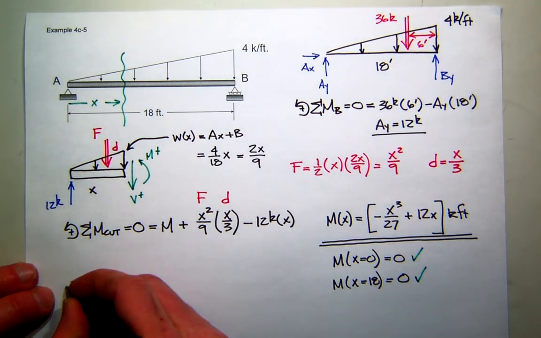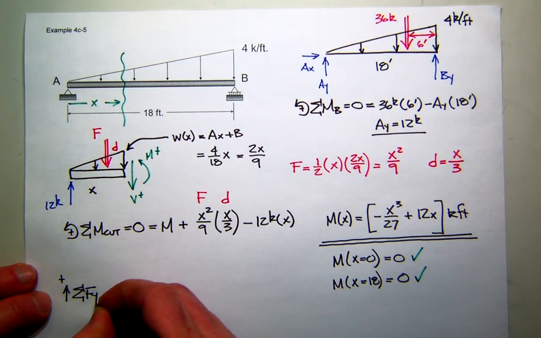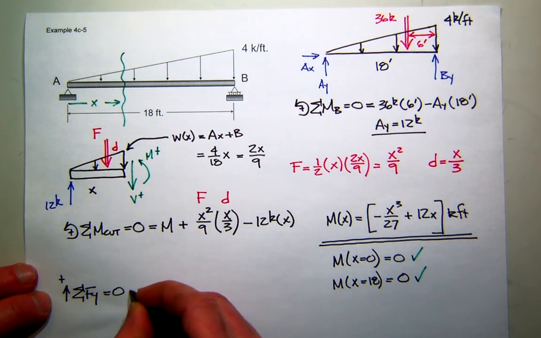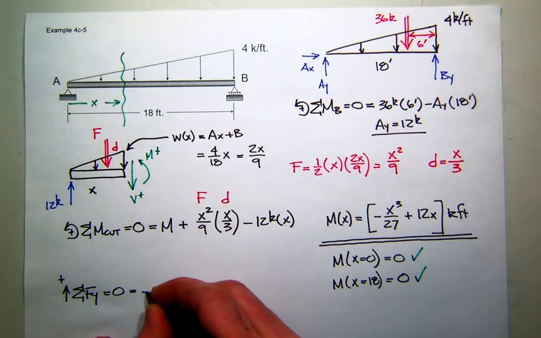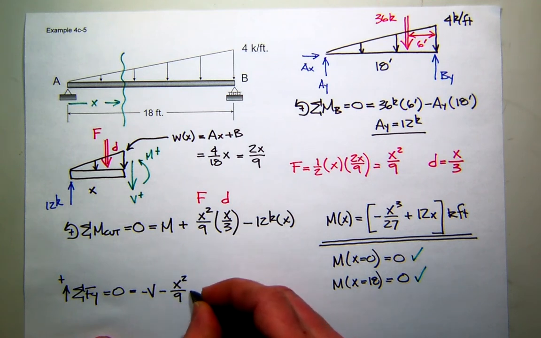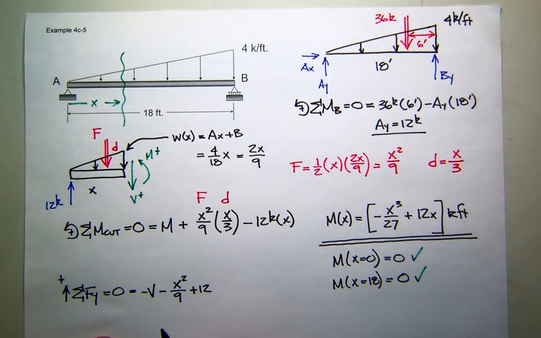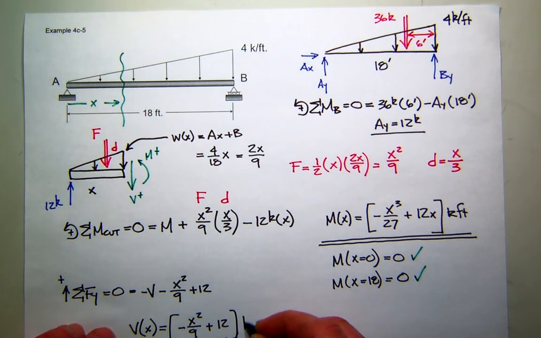So let's come here and finish it up by summing forces in the y direction, assuming up is positive. And let's make sure they're in equilibrium. So in our free body diagram, the shear is acting down, the force is acting down, and the force is x squared over 9, and then the reaction 12 is acting up. So my shear as a function of x is negative x squared over 9 plus 12, and that will have the units of kips.